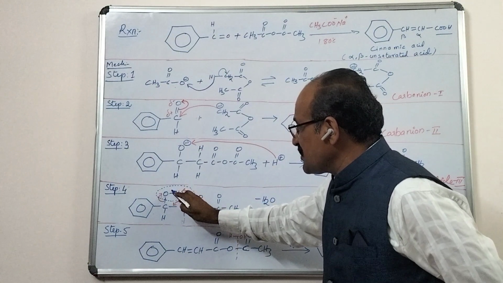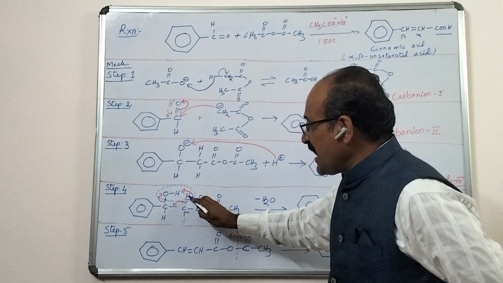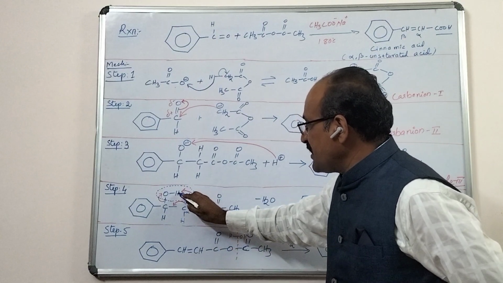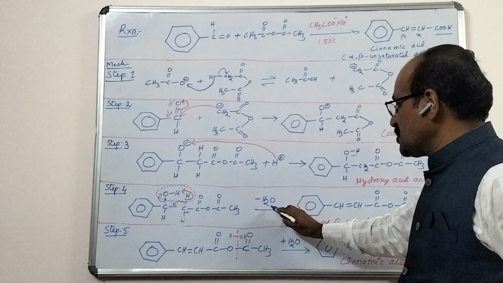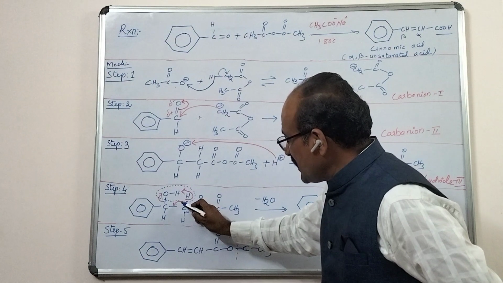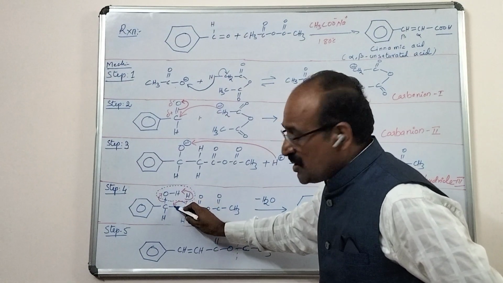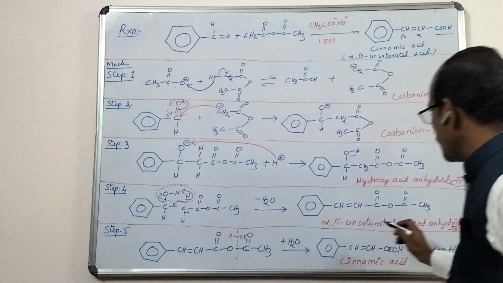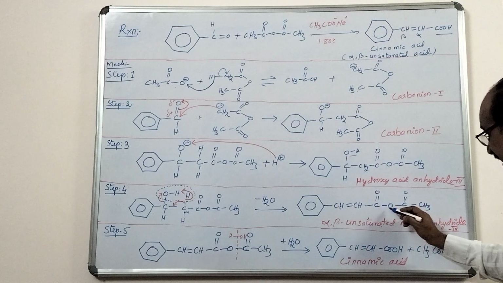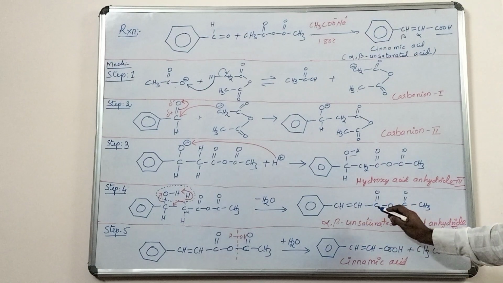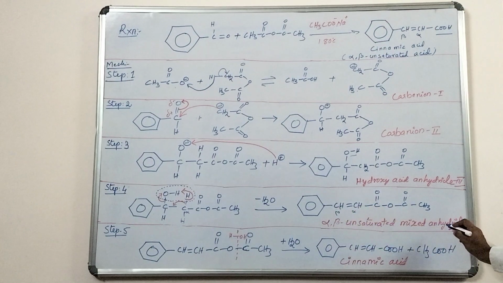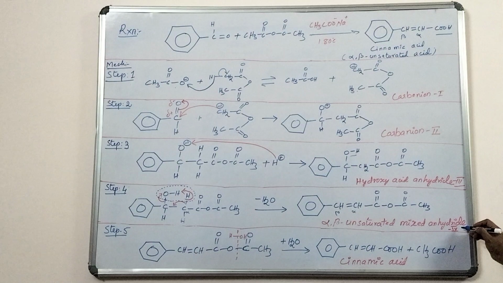Once the OH minus ion is dissociated, it will abstract hydrogen from the adjacent carbon atom, so that H2O, water, is formed. Once this proton is liberated, leaving the electron pair there itself, these two electrons will be utilized for forming a double bond. That is how we got the alpha beta unsaturated mixed anhydride, because the anhydride part is also there. That's why we call it an alpha beta unsaturated mixed anhydride, which is the fourth intermediate in this mechanism.